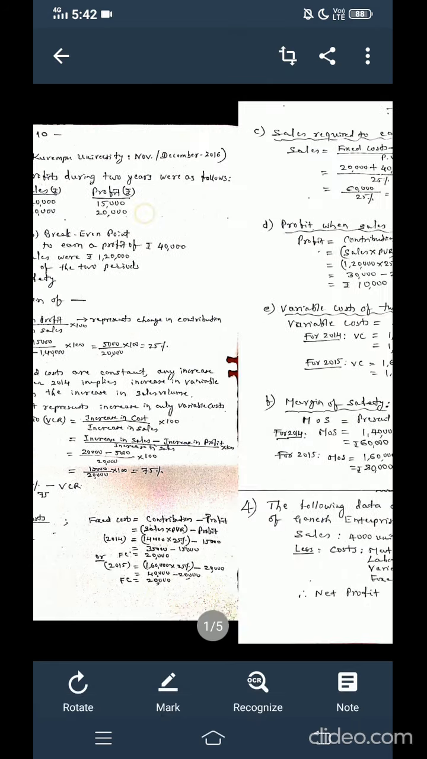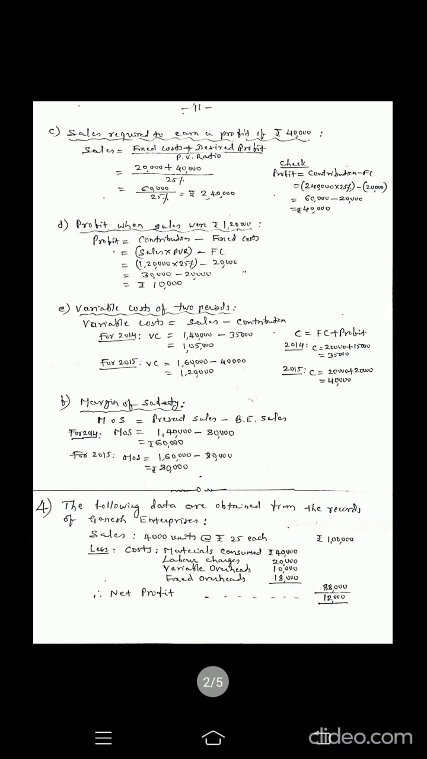Now BEP is equal to fixed cost divided by PVR. 20,000 rupees fixed cost divided by 25% PVR will give us break-even point of rupees 80,000. Now another calculation, that is sales required to earn a profit of rupees 40,000. Now the same type of problem was solved previously. As already said, the fixed cost, when we divide it by PV ratio, will give us break-even point. Break-even point is no profit, no loss point.